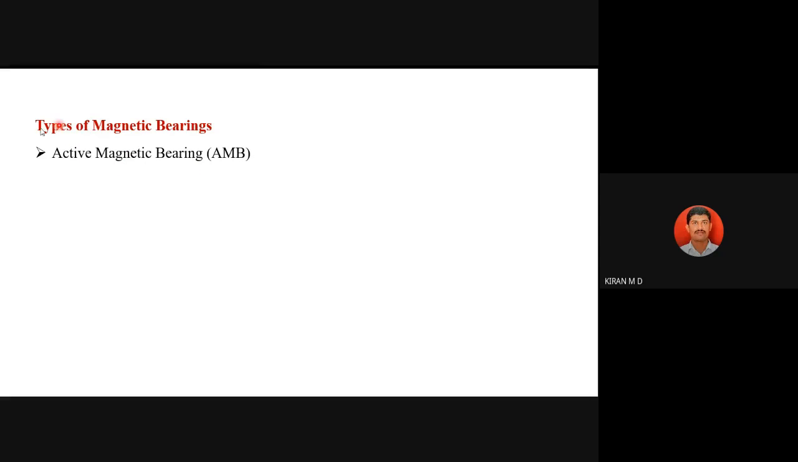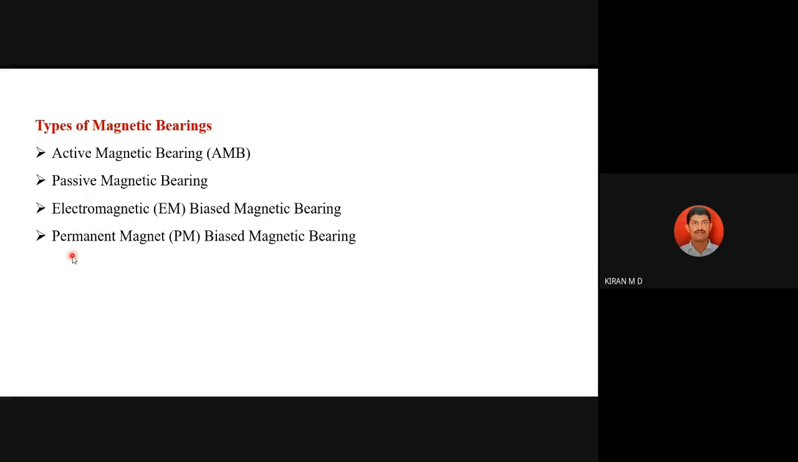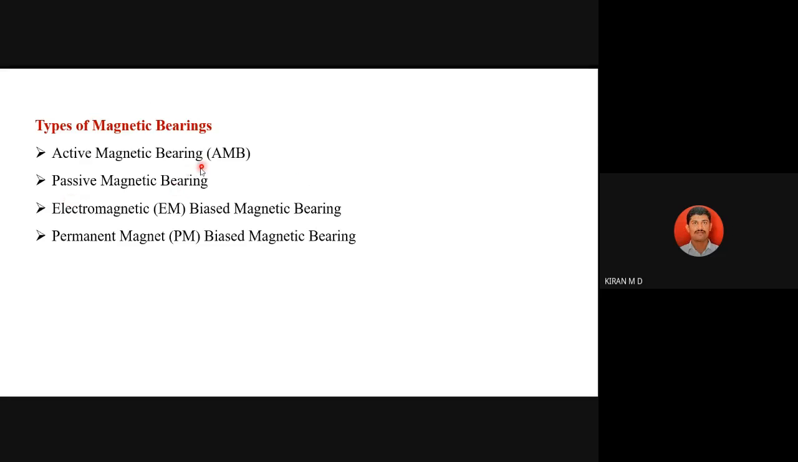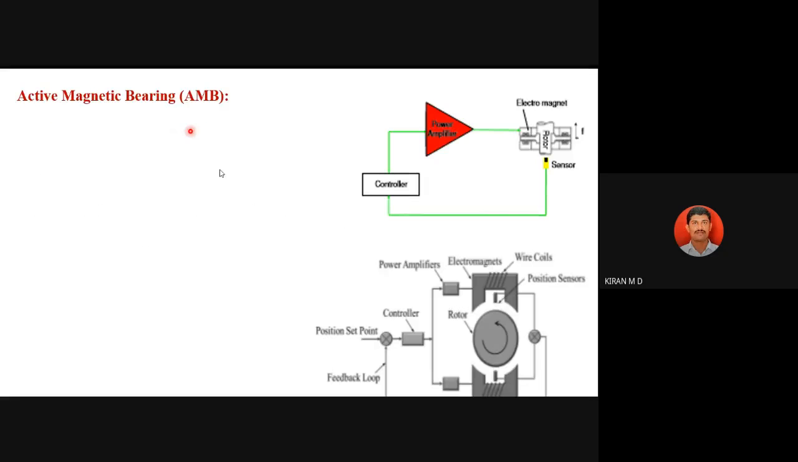When we classify this based on the sensing, we are going to classify it as active magnetic bearing, passive magnetic bearing, electromagnetic biased magnetic bearing, and permanent magnet biased magnetic bearing. These are mainly the four types of magnetic bearings which are used in industrial applications.